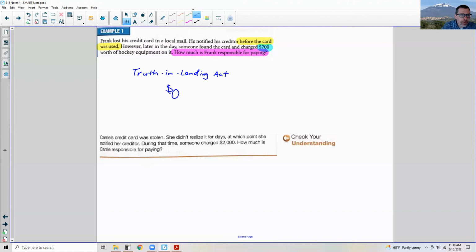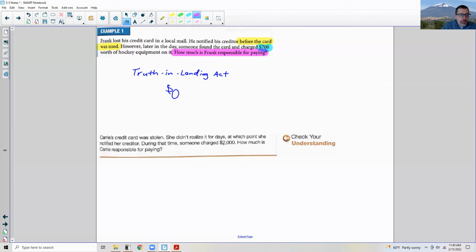Okay. All right, so now let's do the check your understanding. Carrie had her credit card stolen. She didn't realize it for days. Sometimes, it's in your wallet, you never use it, you don't look at it. Then you go to use it and it's not there. That's usually when you decide something's wrong. Uh-oh. So at which point she notified her creditor. So she did notify her creditor when she realized it was not in her possession.